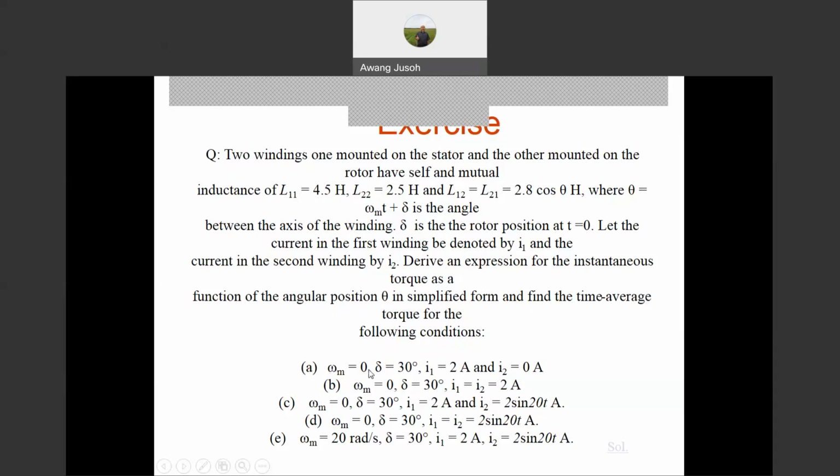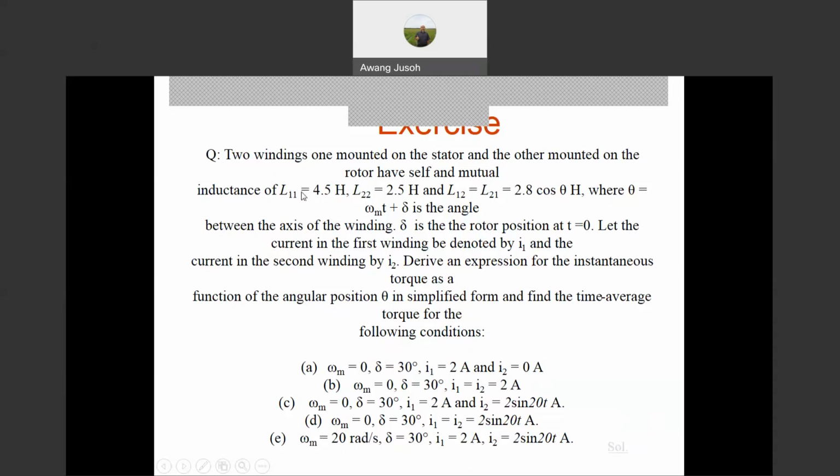The first one, omega m equal to 0, and delta 30 degrees, I1 equal to 2 ampere, and I2 equal to 0 ampere. A, B, C, D represent omega m equal to 0, which is at starting. At starting, we apply different kinds of current at I1 and I2. And the last part, E, represents when the motor is rotating with a speed of 20 radians per second. So how much torque is developed here? What is the torque equation, and what is the average torque? So A, B, C, D are for the stationary case, and E is when the motor is rotating. Right? Let's try to see.